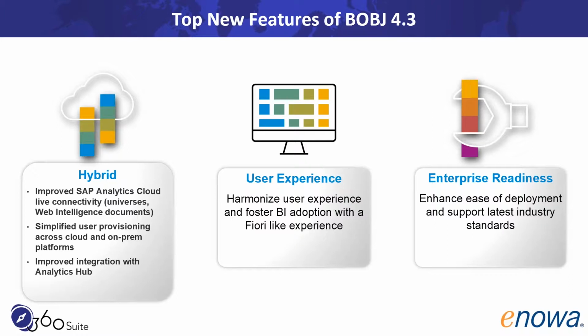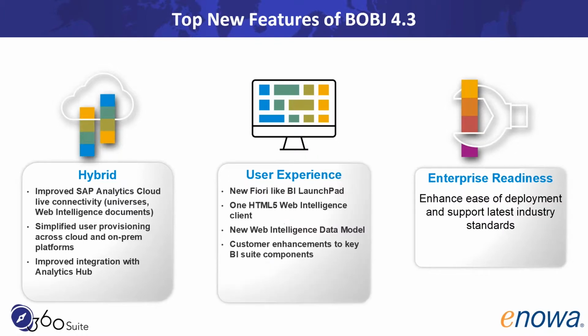User provisioning across cloud and on-premise platforms will help with tighter integration. Basically, users will automatically show up in SAC based on the on-premise BusinessObjects configuration. And then the Analytics Hub, which is kind of a BI Launchpad-ish cloud area, will allow you to have both SAC and BusinessObjects content together in one user interface. From a user experience standpoint, we've already talked about the Fiori style, which just basically means HTML5 style interfaces for both web intelligence and the BI Launchpad.